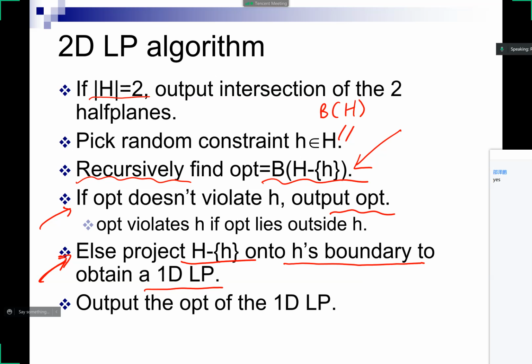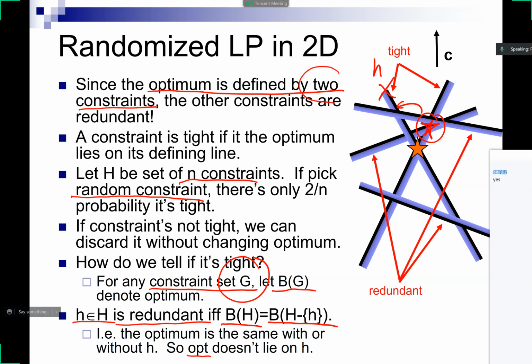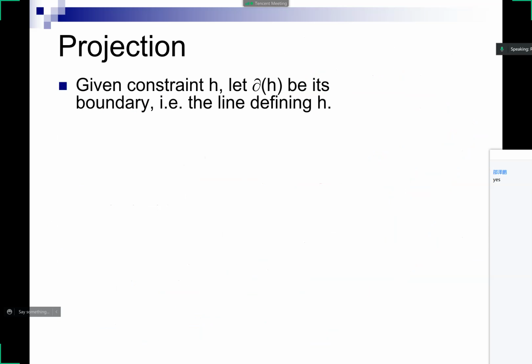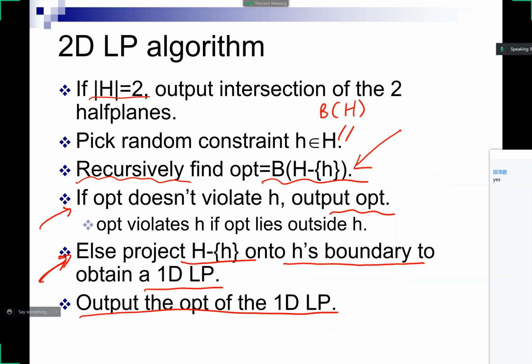But anyways, what we're going to do if we're in this else case is project all of these other constraints, get a 1D LP, and then return the optimum of the 1D LP. All right, so now let's talk about what I mean by projecting the other constraints onto h's boundary.